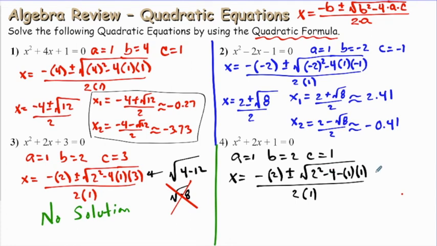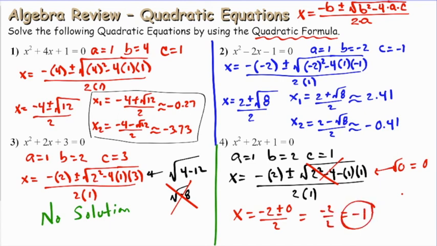This time, notice that under the radical, 2 squared minus 4 is 0. The square root of 0 is equal to 0. So we are left with x is equal to -2 plus or minus 0 over 2, which is equal to -2 over 2, which is -1. We get only one solution for example 4.